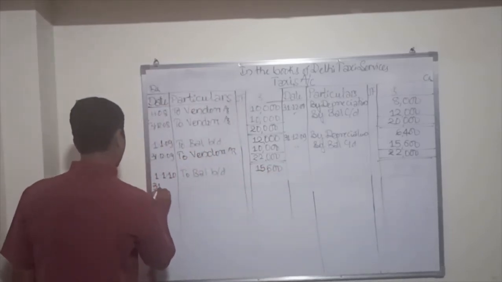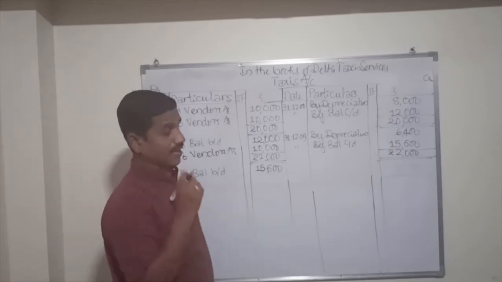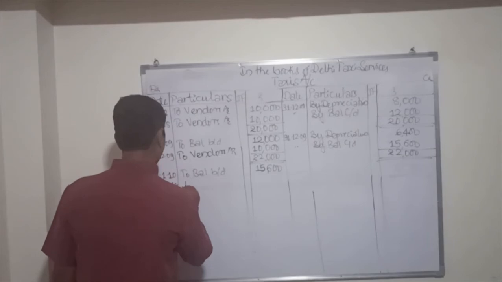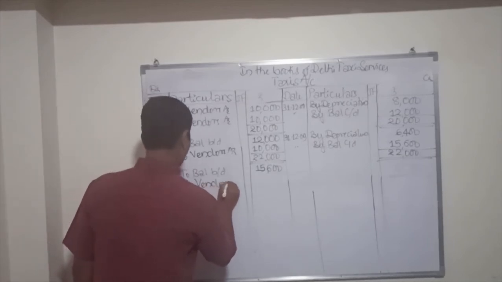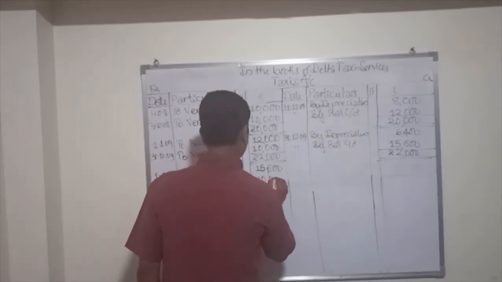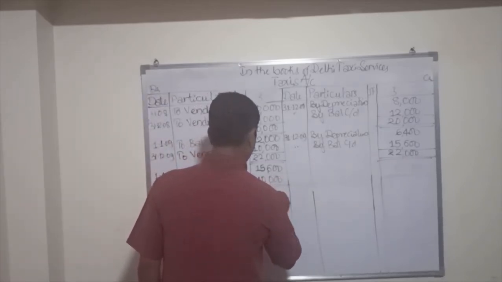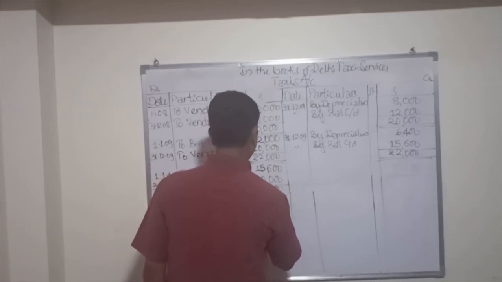So the last installment is due on 31/12/2010. Then the entry will be taxes account debit, interest account debit, or to vendors account. So to vendors account, again this is 10,000 here. So we will take up the total sum of this year, 25,600.